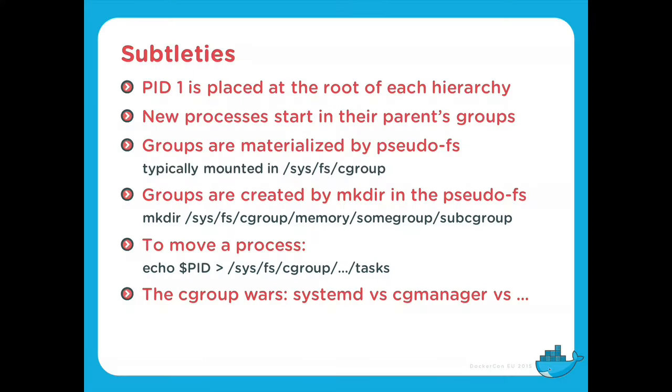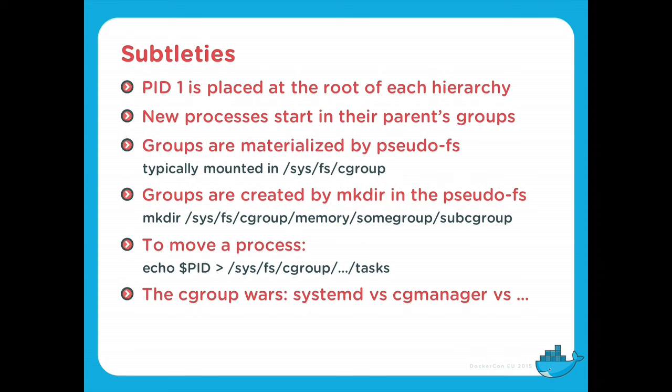But you can move processes around, and it's extremely easy. You can do that to the pseudo file system, which is typically on sysfs cgroup. And if you want to create a cgroup, like if you want to limit the memory of something, you just create a directory, and then you echo the PID of the process that you want to limit to the tasks special file there. That's all you have to do.